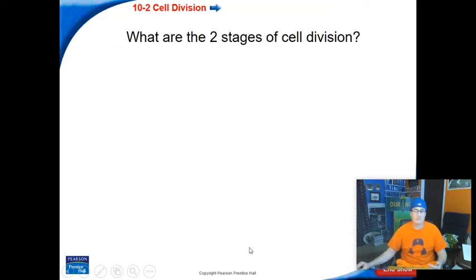Okay, please use this as an opportunity to practice with your notes. Some of you are going to fast forward. The more you practice with your notes now, the better prepared you are for the test when it gets here. So 2 stages of cell division. Take a look back at number 6 if you're not sure.